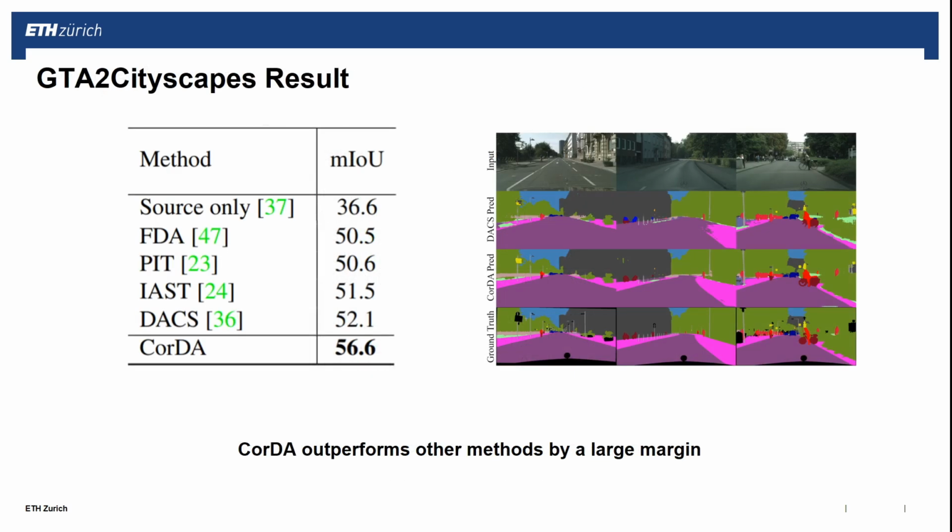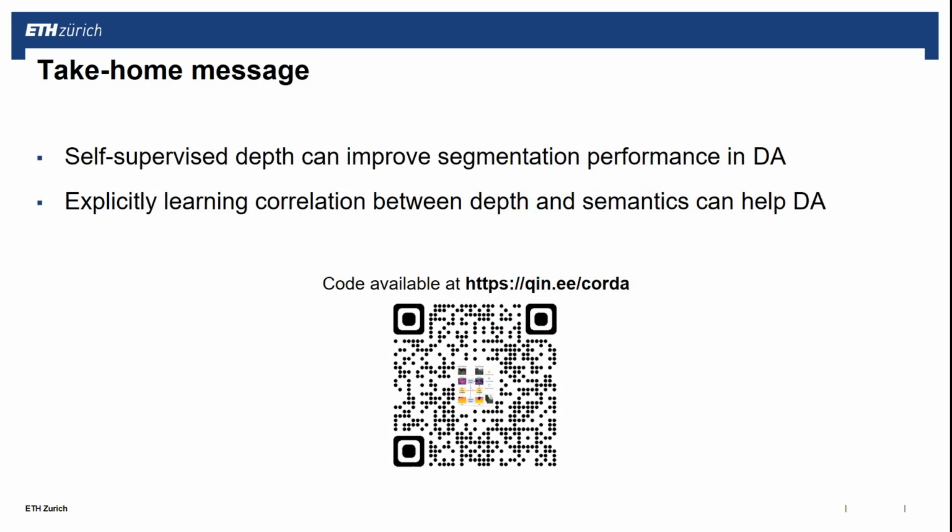We also evaluate our method on the popular GTA to Cityscapes benchmark, and our method again outperforms the other approaches by a margin. To sum up, we show that self-supervised depth and correlation learning can largely improve domain adaptation performance.